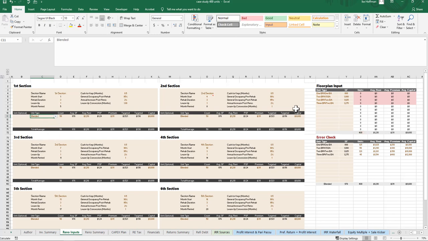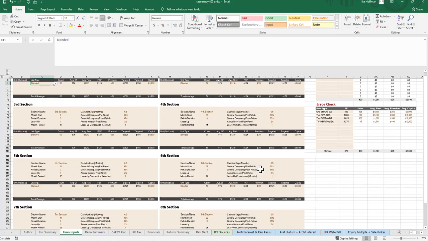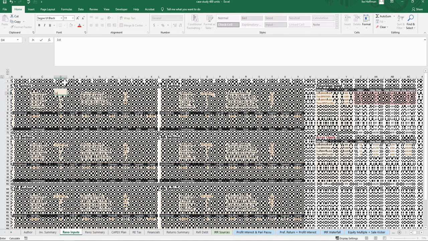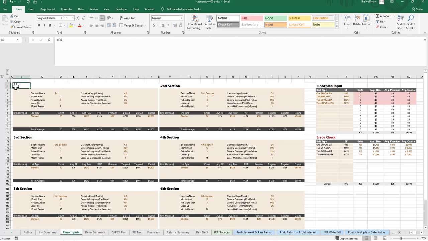There's 400 units, and we want to allocate that renovation over all 8 sections. So in this case, I'm just calling them sections. Literally typing it in here, you can see that what determines what the section's called is what you're typing in the section name cell. So we have 400 units over 8 sections. That's 50 units per section.